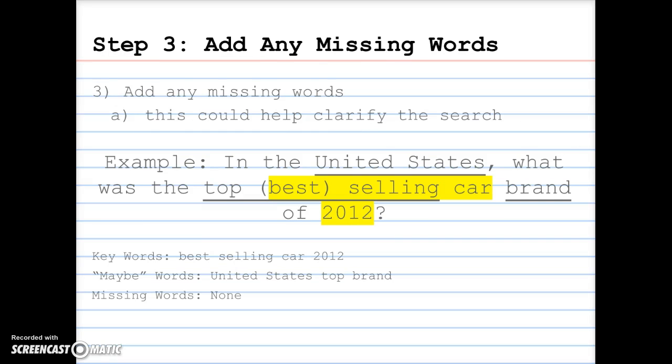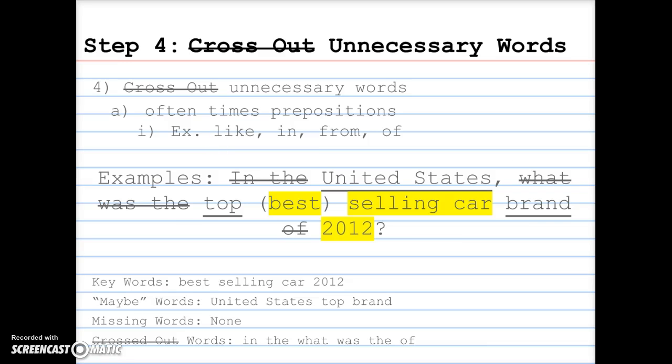Step number 3, we're going to add any missing words that we think could help clarify the search. In this particular situation, I don't believe that there are any missing words that could help clarify our query anymore. Step number 4, you're going to cross out any unnecessary words. Oftentimes we said these are prepositions. In our examples, it includes in, the, what, was the, and of.